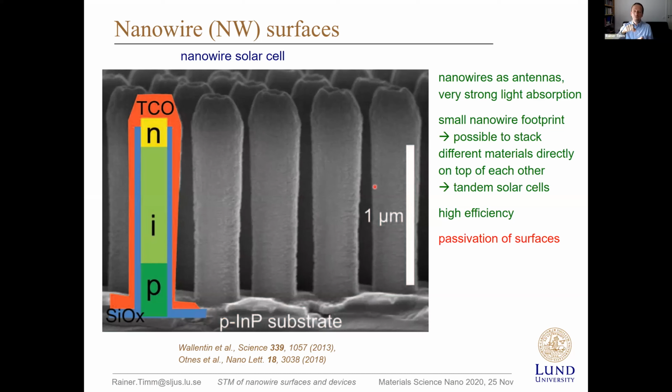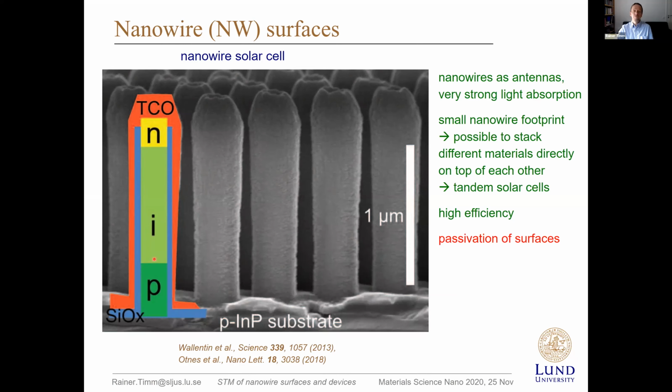So these 3-5 materials can be grown directly on silicon, or you can realize something like tandem solar cells by stacking different bandgap materials on top of each other. That is something which is ongoing also right now. But also here, the main challenge is not so much the p-n junction itself, but rather the losses that happen here at the surface. How can the surface be passivated to avoid losses at the junction?